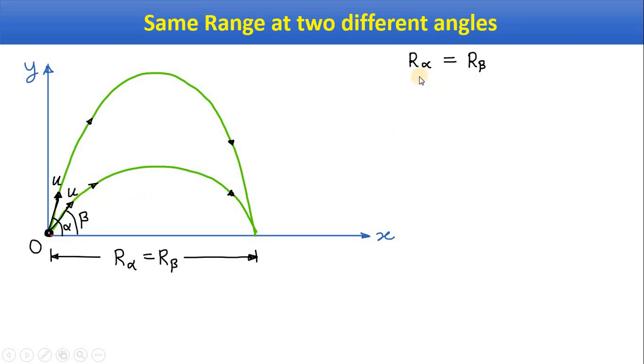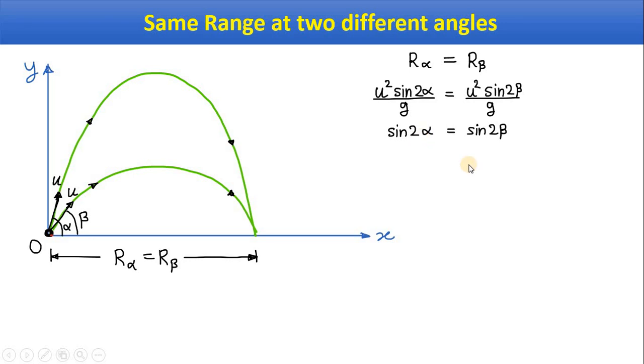So using the formula for the range we have derived just now, u square sine 2 theta by g, we will substitute here. For angle alpha, the range will be u square sine 2 alpha by g, and for the angle beta, the range will be u square sine 2 beta by g, and we want them to be equal. So we made them equal. Now u square cancels, g and g cancel. So what we obtain now is only sine 2 alpha is equal to sine 2 beta.